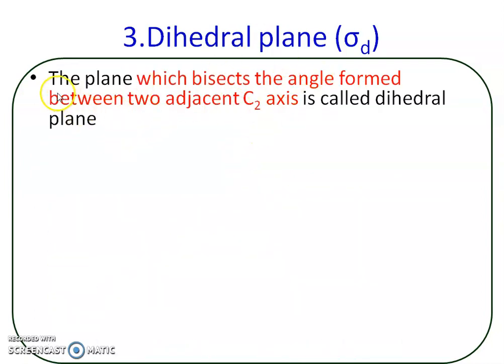So the meaning of the dihedral plane is the plane which bisects the angle formed between two adjacent or consecutive C2 axes. It is called the dihedral plane. As I said, the dihedral plane bisects the C2 secondary axes. Now examples: methane and allene. In methane and allene, each molecule contains 6 dihedral planes. So we try to identify the dihedral planes in methane as well as allene.